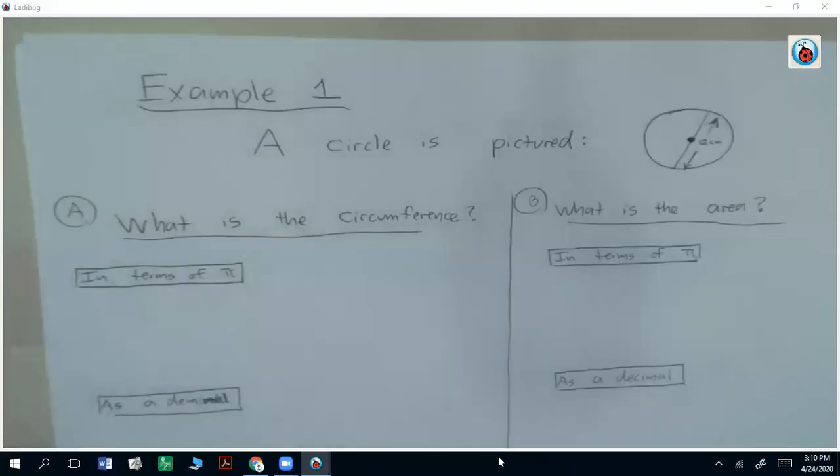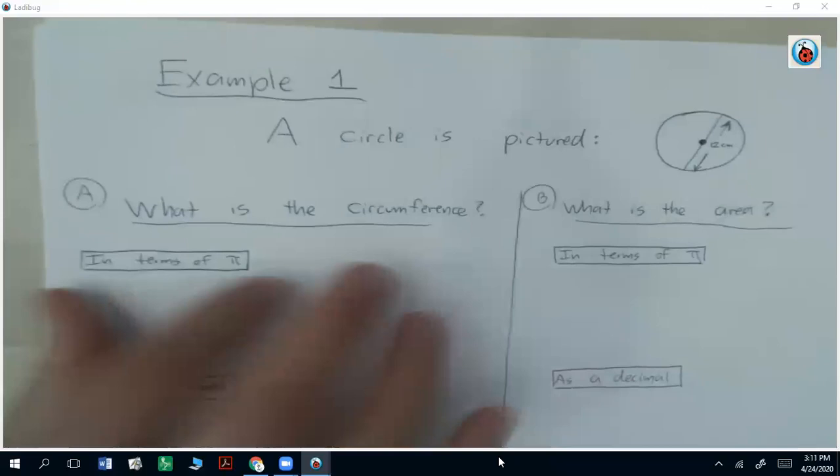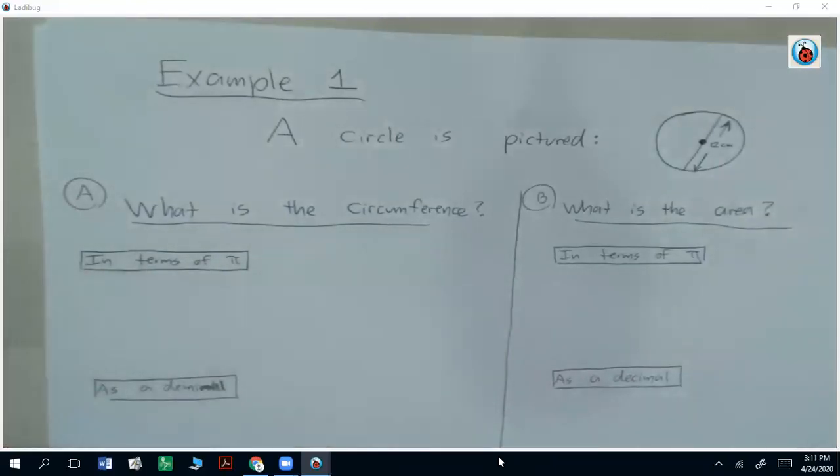Hi everyone, if you made it through the last video talking about the formulas, then you should have a good understanding of what we're about to do. If you haven't, I would encourage you to go back and at least watch the first half of that video so you can understand what the formulas are. So we are going to be calculating areas and circumferences of circles today.